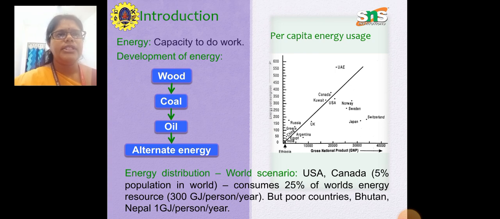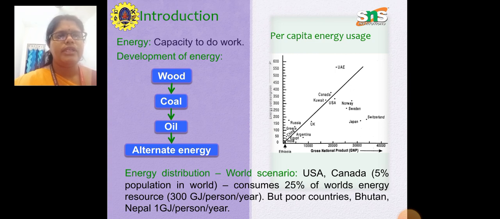So, how is energy used per capita? That is very important to know about the energy distribution in the world scenario, because energy distribution is not even throughout the world. So you can see that the developed countries like USA, Canada, where only 5% of the population is there, but their energy consumption is almost 25% of the world's energy resources.